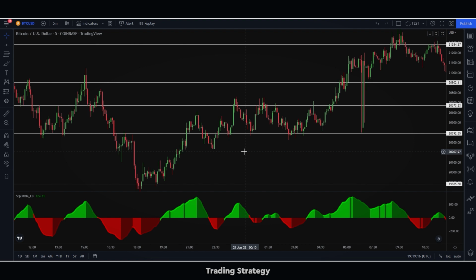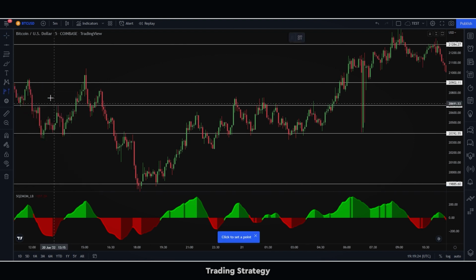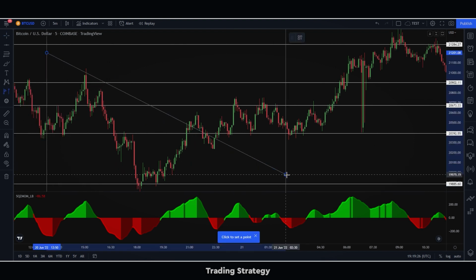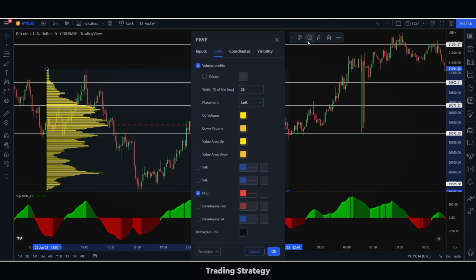Before we start explaining the strategy, there is a tool that we are going to quickly explain since we are going to be using it. That tool is the volume profile we just selected. And once selected, we mark the area in which we want it to show us the volume that the price had. To see it better, I'm going to leave you the configuration that I use.